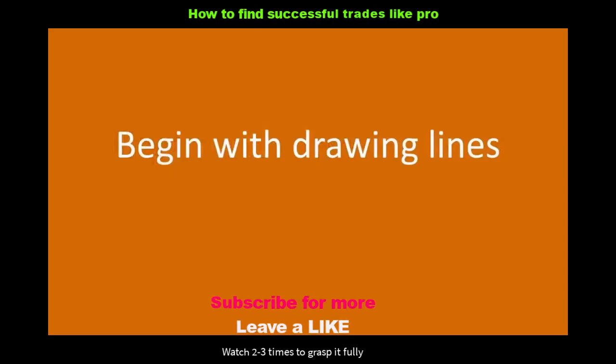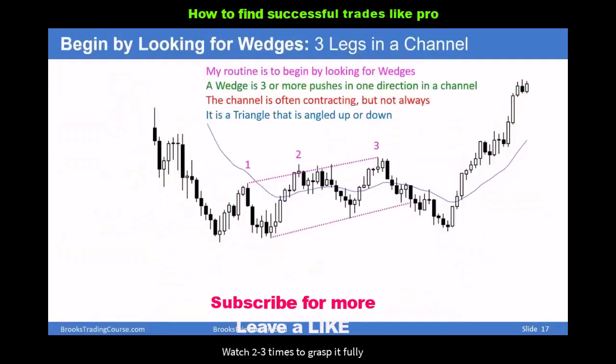When I'm marking up any chart, I'm always beginning with lines. And then I look for channels, wedges. A wedge is a channel, and it has 3 or more points. I could draw a channel up like this. It has point 1, point 2, and point 3. Sometimes wedges are contracting, sometimes they're not. This one's fairly parallel, maybe a little bit contracting, the way I have it drawn.